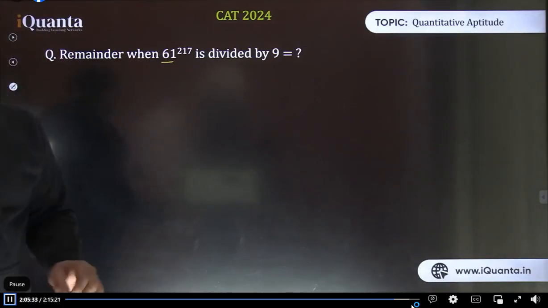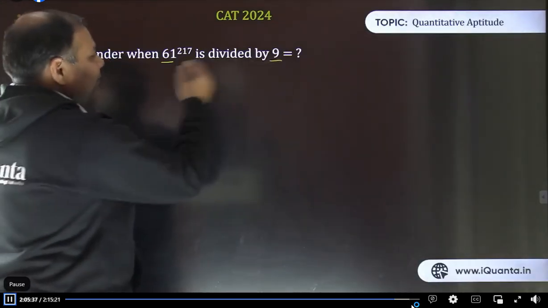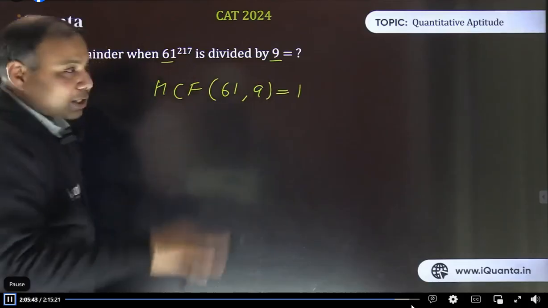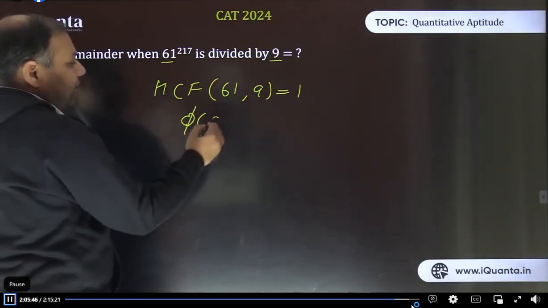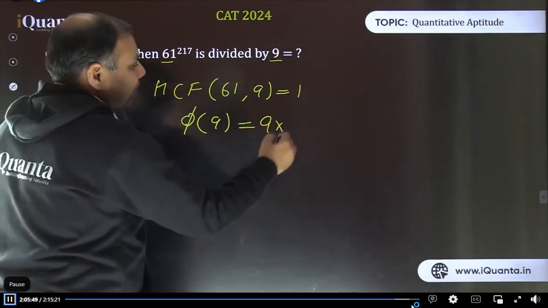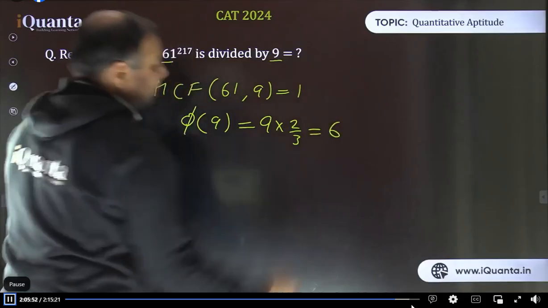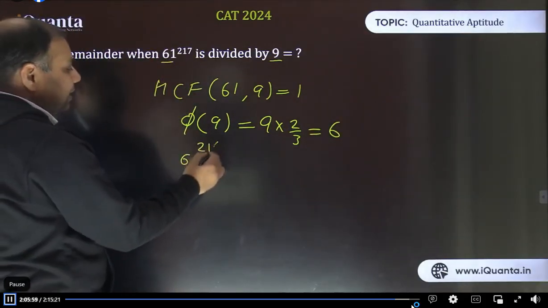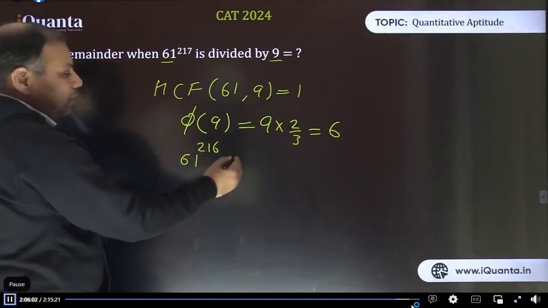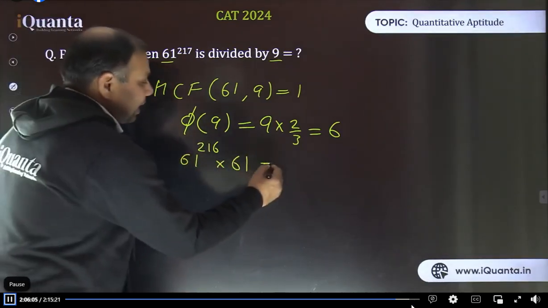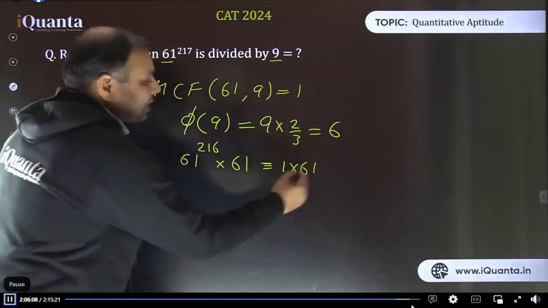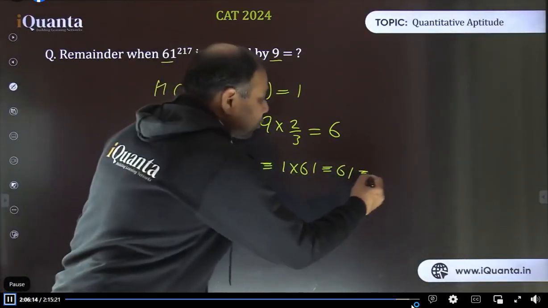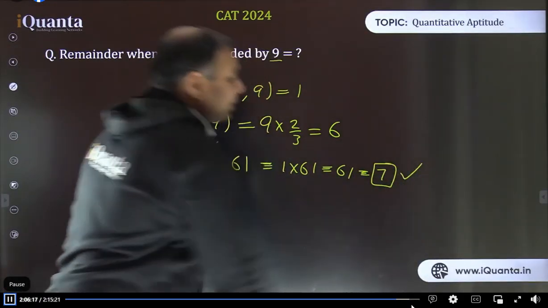Those who are having any doubt, just clear it now. 61 and 9 are co-prime. HCF of 61 and 9 is 1. So I can apply the theorem, which asks me to find the Euler value for 9. It comes out to be 9 into 1 minus 1 by 3, that is 6, right? And now 61 raised to power 216, which is a multiple of 6, will give me remainder 1. So the remaining term is 61 only. I just need to find the remainder of 61 with 9, and if I divide 61 by 9, my remainder comes out to be 7. So that's the right answer.